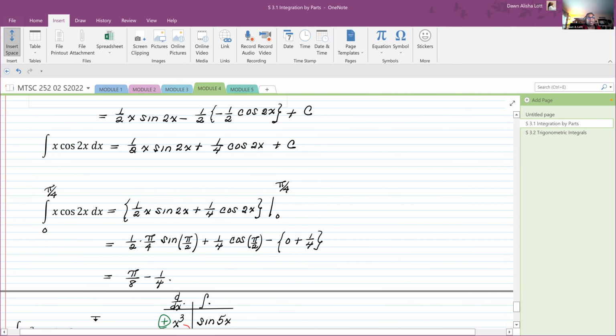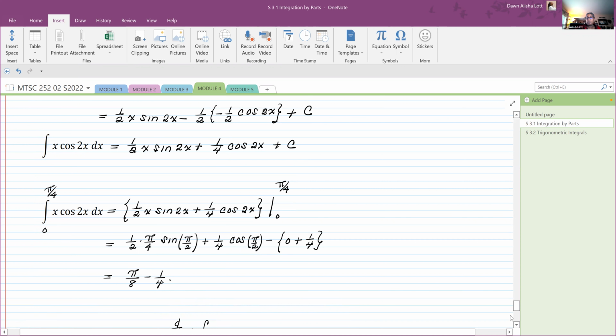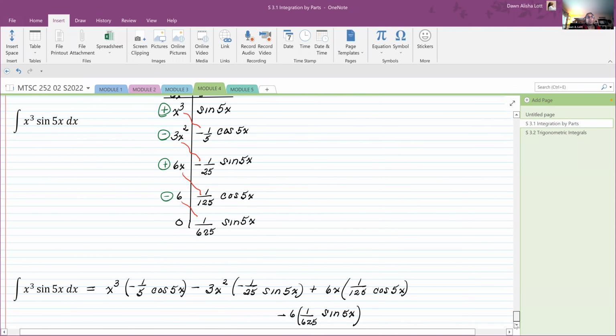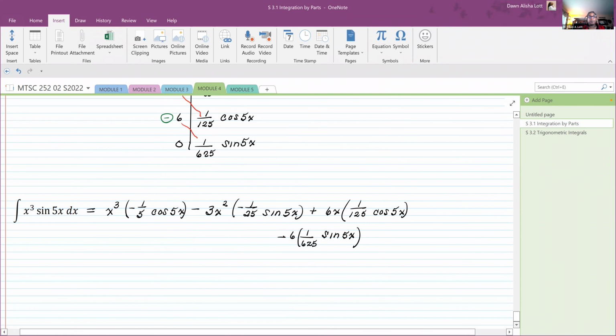And then the last thing that we did was the last problem, but we used a table. And so we found x cubed, 3x squared, 6x, 6 and 0 as our derivatives, and sine 5x, minus 1/5 cosine 5x, minus 1/25 sine 5x. So we found all the integrations, and then we put them in, and the only thing left to do is to simplify them, but we're out of time. So plus C.